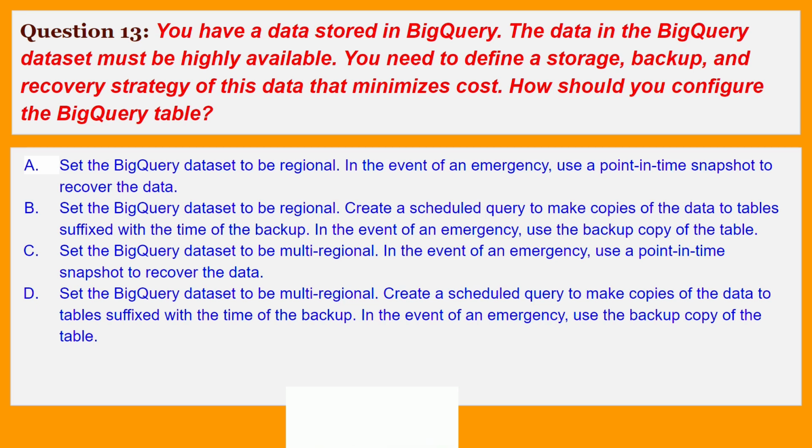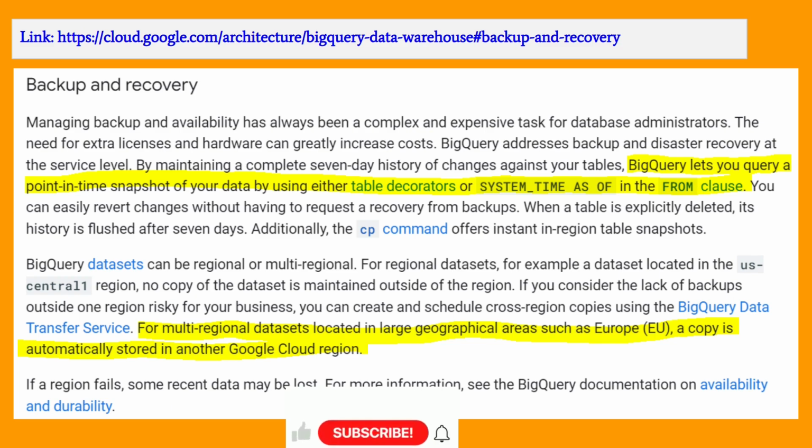Before going to option C and D, let's quickly talk about BigQuery backup and recovery. This screenshot is from the above link, backup and recovery. Managing backup and availability has always been a complex and expensive task for database administrators. The need for extra license and hardware can greatly increase cost. BigQuery addresses backup and disaster recovery at the service level by maintaining a complete 7 days history of changes against your tables. BigQuery lets you query a point-in-time snapshot of your data by using table decorators or system time as of in the from clause.